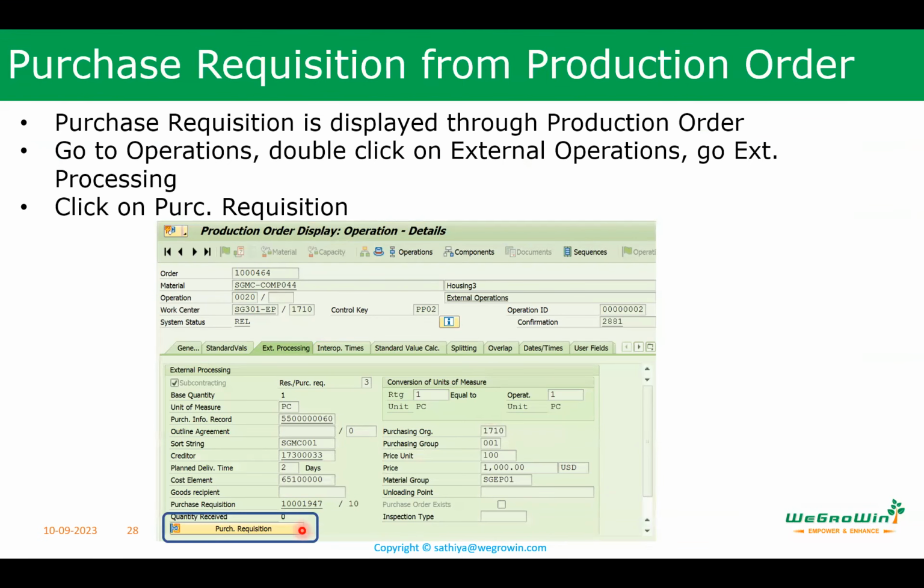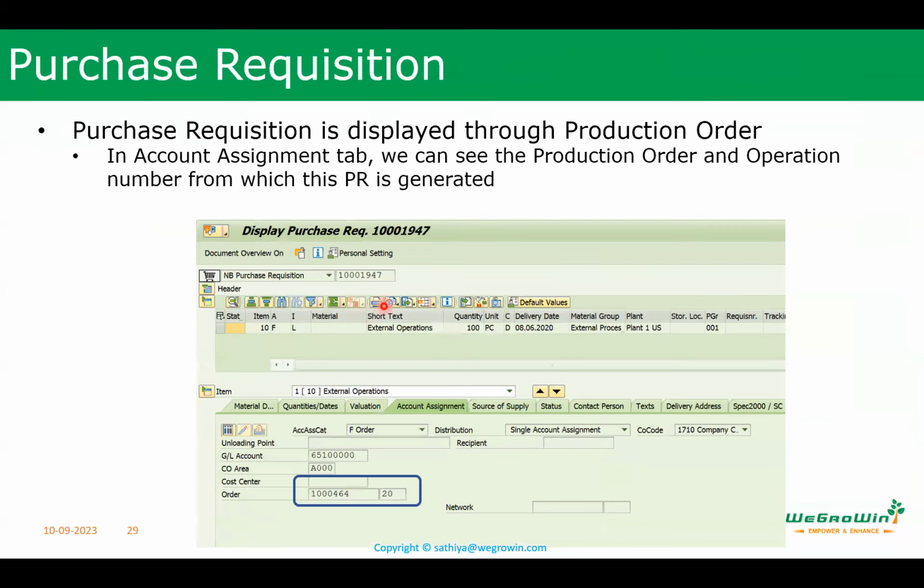From the production order page, by clicking this purchase requisition, when we come to the purchase requisition, in the account assignment tab, it will show what the production order is. So we are seeing the link. In the production order, we see which purchase requisition. In the purchase requisition, we see from which purchase order is generated.